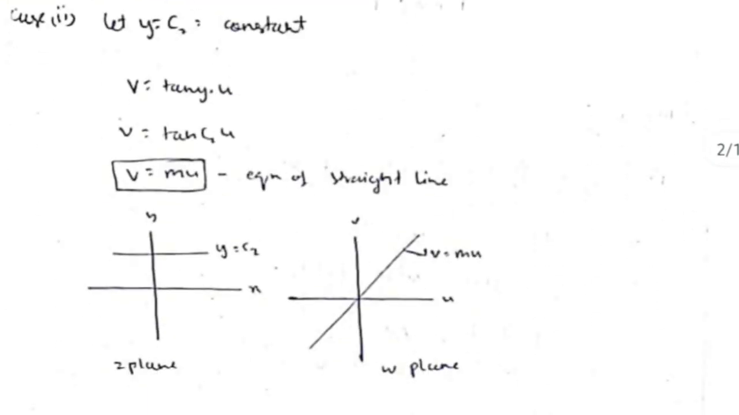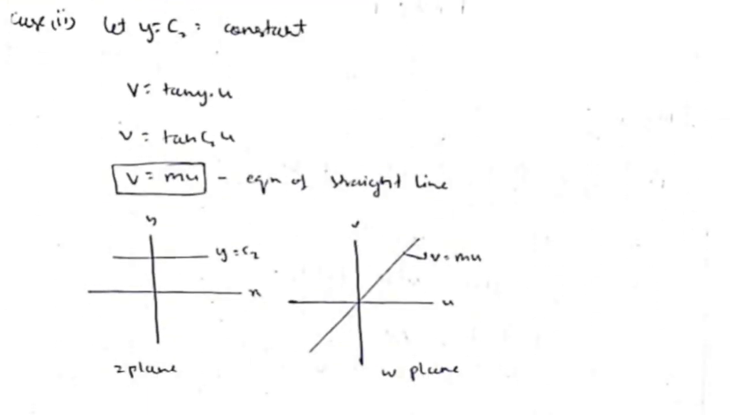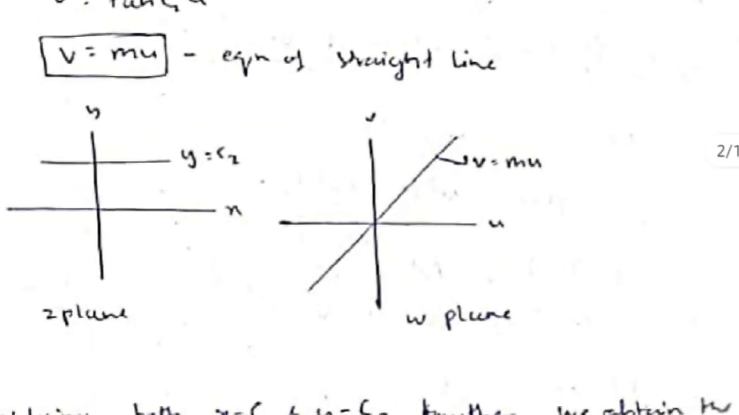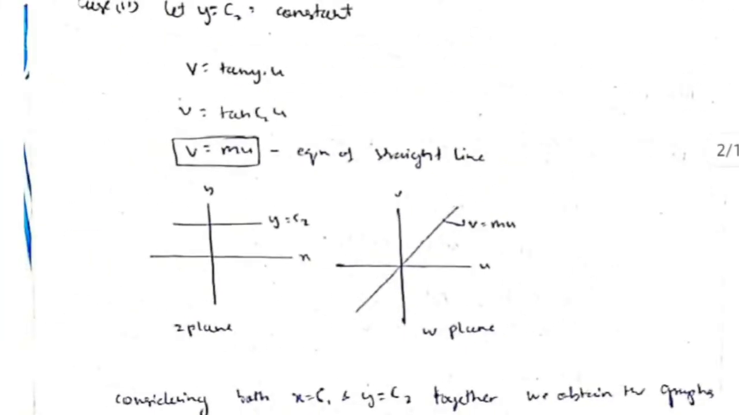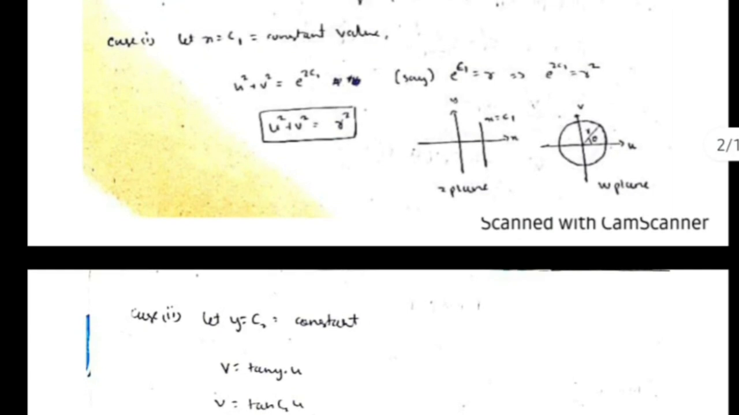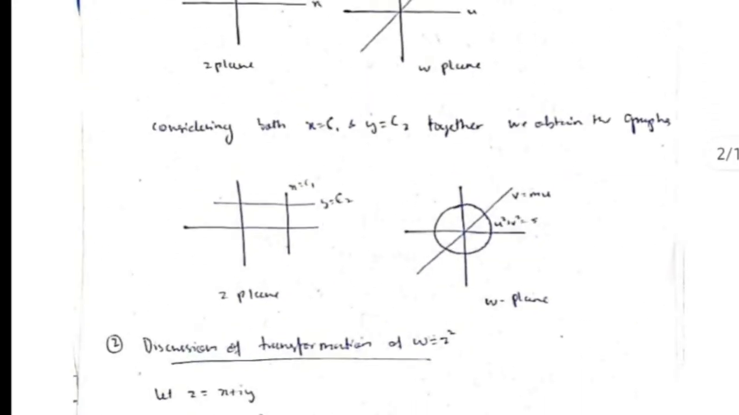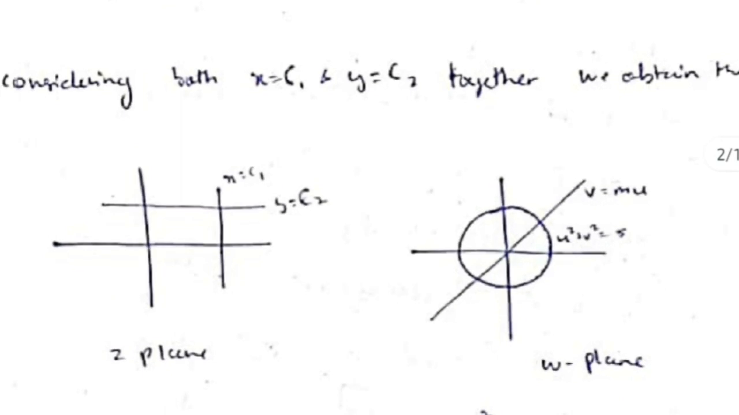In the second case, we'll have y as constant. So v is equal to tan y into u. Take tan c1 as a constant, which can be taken as m. So v is equal to mu. This is the equation of a straight line in the w plane, wherein the line will be passing through the origin. So you have two equations here. The first one is for a circle and the second is for a straight line. By using these two equations, we'll be drawing the graph in the same plane.